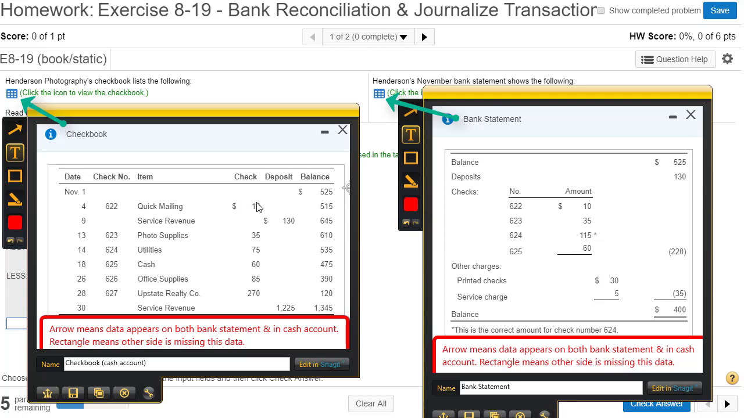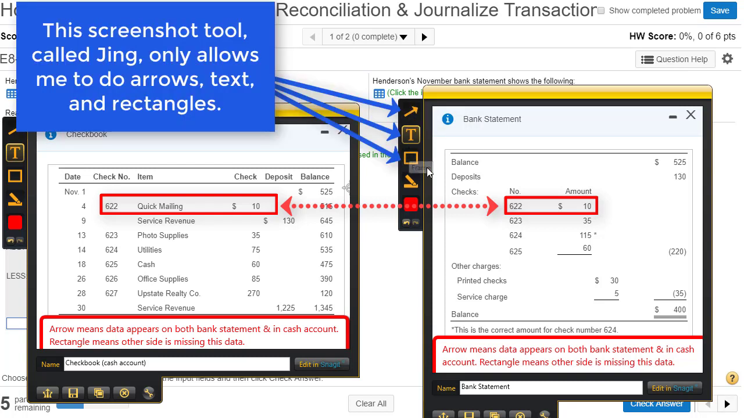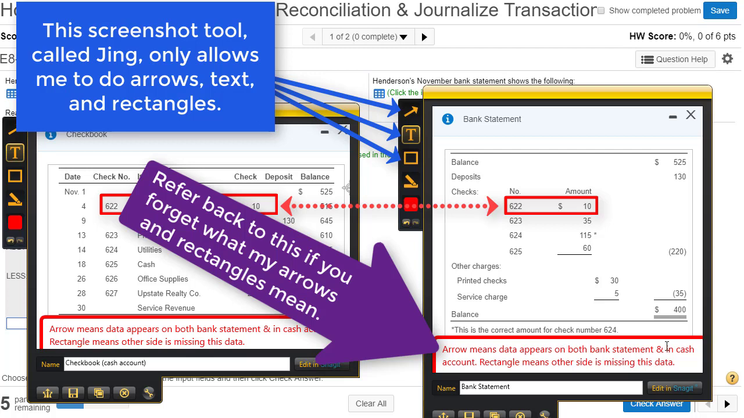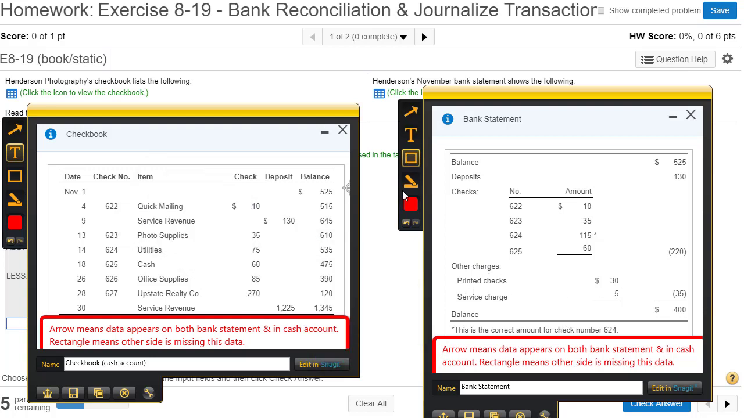For instance, we're going to check to see if check number 622 for 10 bucks is also on the bank statement. If it is, we're going to check it off with an arrow. I can only do arrows and I can only do rectangles. So if you forget what the arrow means, the arrow means data appears on both the bank statement and in the cash account. A rectangle means the other side is missing this data. So let's say I put a rectangle around this printed checks charge. What the rectangle means is that the other side, the checkbook, was not aware of this printed check charge. So let's get rid of that because we've got to go through here one at a time.